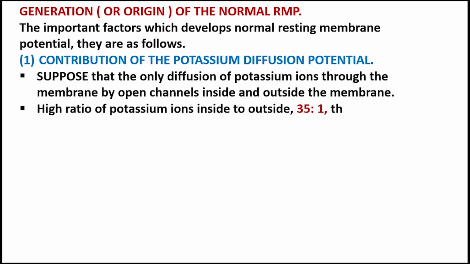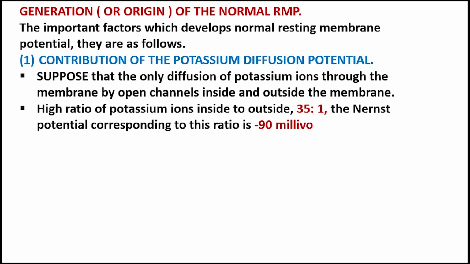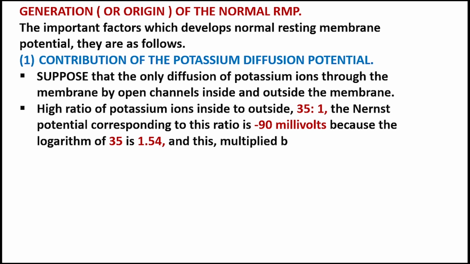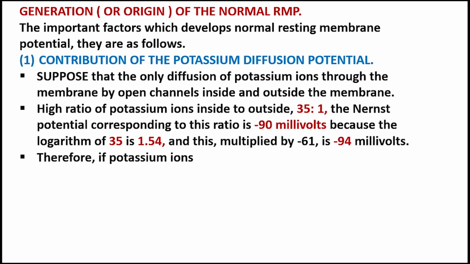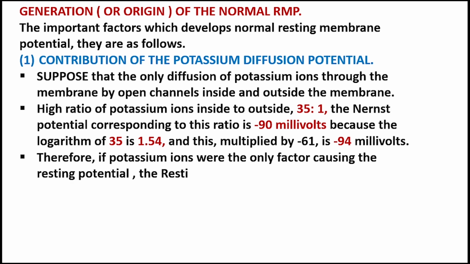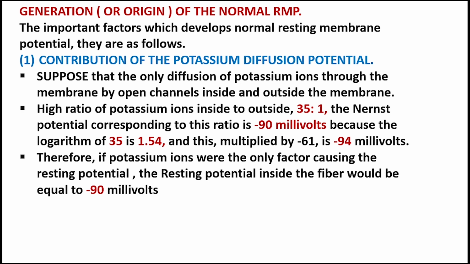The Nernst potential corresponding to this ratio is minus 94 millivolts, because the logarithm of 35 is 1.54, and this multiplied by minus 61 is minus 94 millivolts. Therefore, if potassium ions were the only factor causing the resting potential, the potential inside the fiber would be equal to minus 94 millivolts.